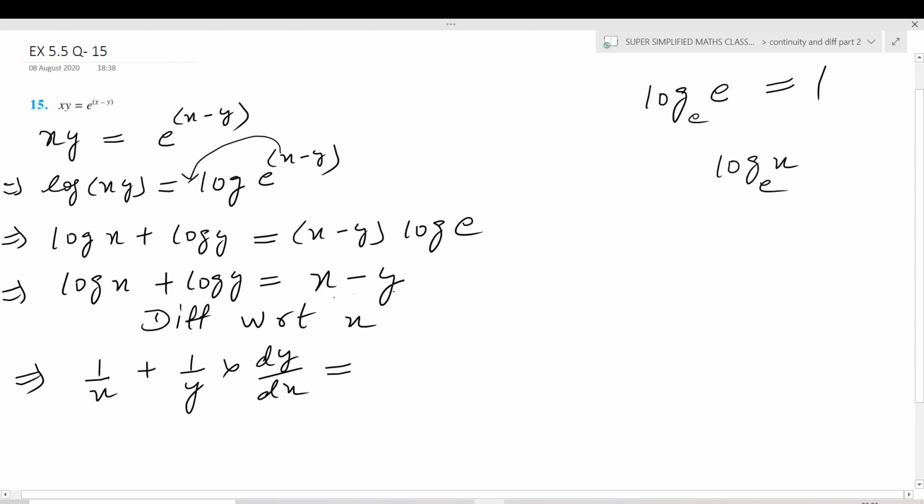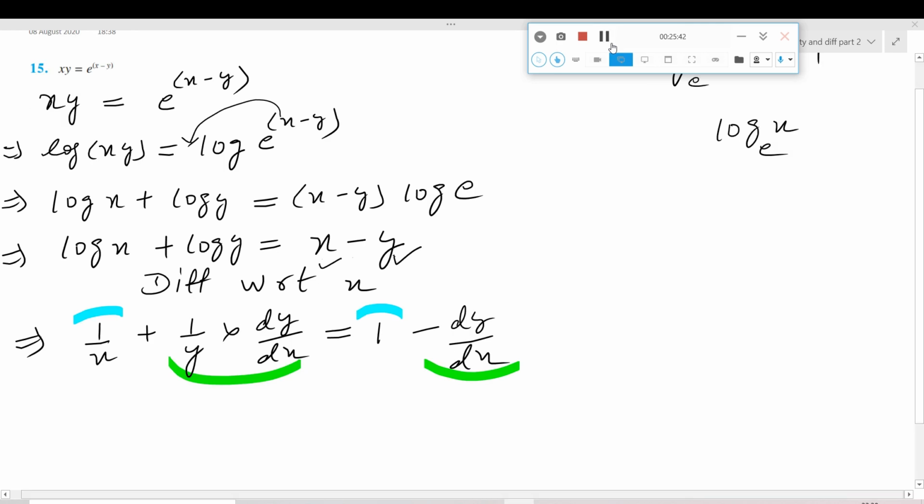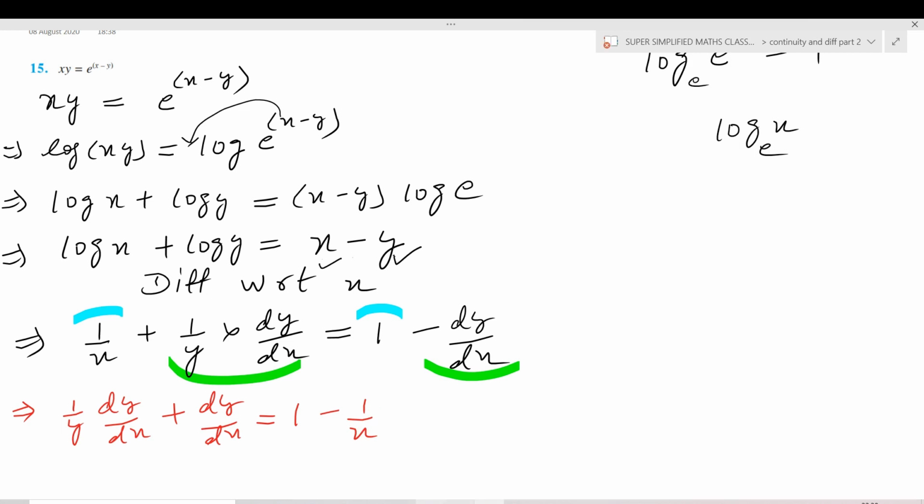So the derivative of x with respect to x is 1, and the derivative of y with respect to x will be dy by dx. Now students, you can see that the two terms I have underlined in green contain dy by dx, and hence I will keep the terms of dy by dx on the left hand side. You can see the green terms, so I am keeping these green terms on the left hand side, and you can see the blue terms, so I am keeping these blue terms on the right hand side.